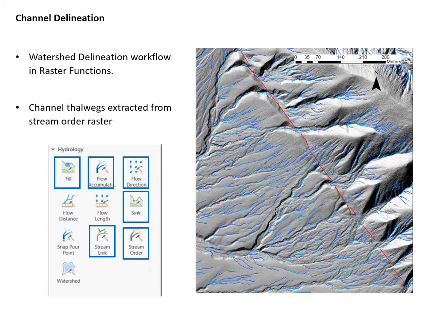I figured I'd give a shot at the watershed delineation workflow in ArcGIS Pro to mark piercing points for the offset channels using stream thalwegs. Following the workflow, these channel thalwegs were extracted from the stream orders raster shown here.